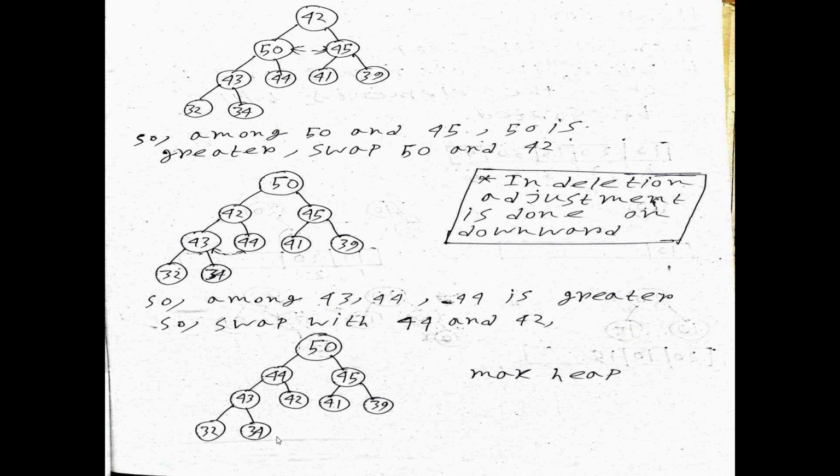This is how we delete a node, deleting the root in the heap. But every time keep in mind, if you do insertion or deletion, you must preserve the properties of the heap. If you do the max heap, you must maintain the max heap property. If you do the min heap, you must maintain the min heap property. This is the procedure for how you delete and how you insert a node.